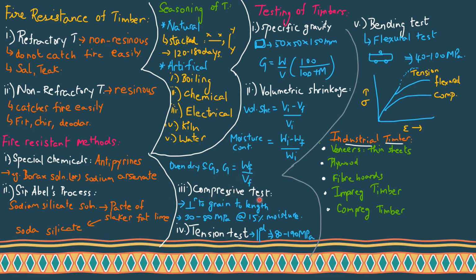Next is compressive strength test. It is conducted perpendicular to the grain to the length, and 30 to 80 MPa at 15% moisture is generally observed. And the tensile test, that's nothing but tension. When you apply tension along the parallel axis, you will get 80 to 190 MPa. Bending test, also known as flexure test. We have previously seen this type in the concrete examination, where it gives about 40 to 100 MPa.